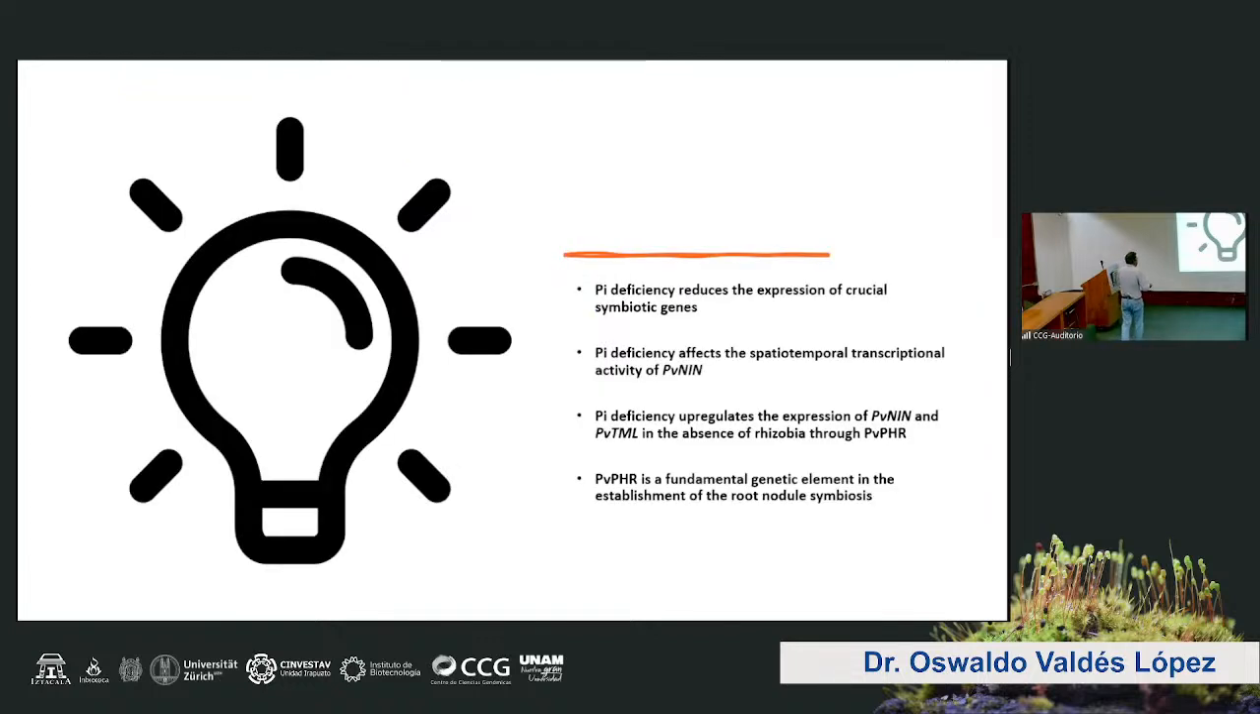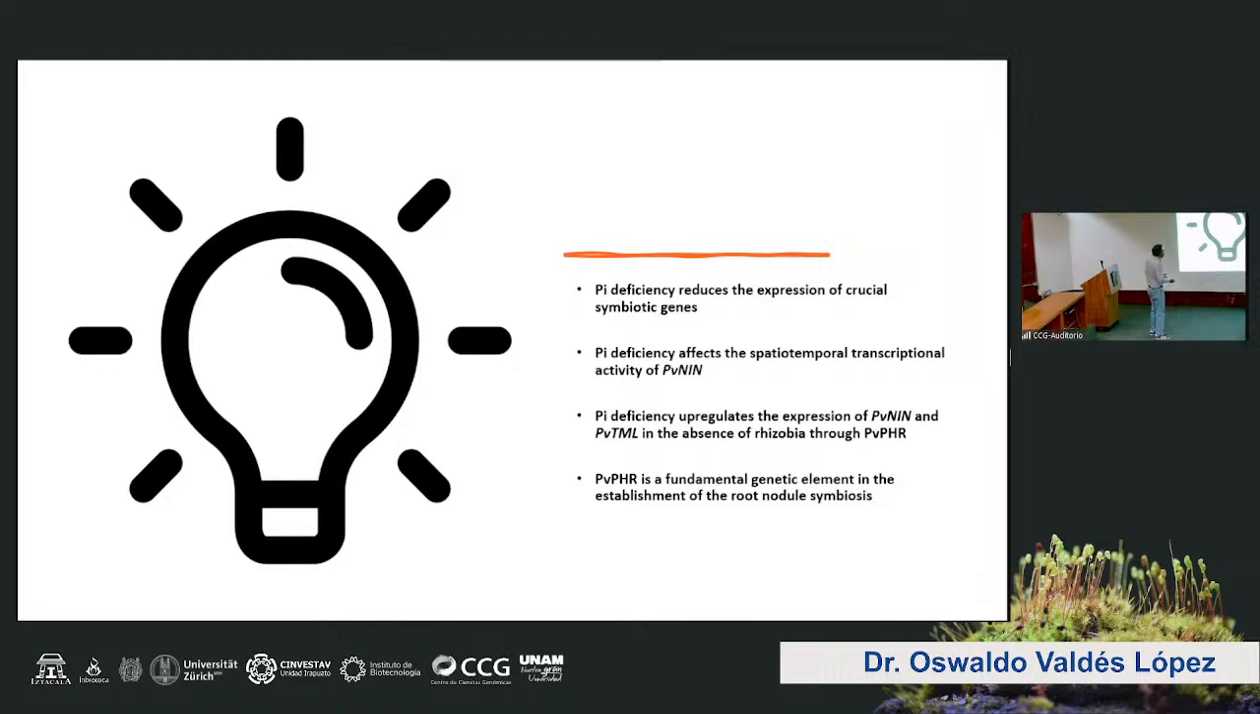So with this data at this point, we can conclude that phosphate deficiency reduces the expression of crucial symbiotic genes. Phosphate deficiency affects the spatiotemporal transcriptional activity of NIN, and phosphate deficiency upregulates the expression of NIN and TML in the absence of rhizobia. This is, for us, the most interesting data, because now we want to answer why NIN is important for the plant under low phosphate condition. Is it required to properly adapt to phosphate deficiency condition? Is it required for AM fungi symbiosis, or what is NIN doing under this particular condition?